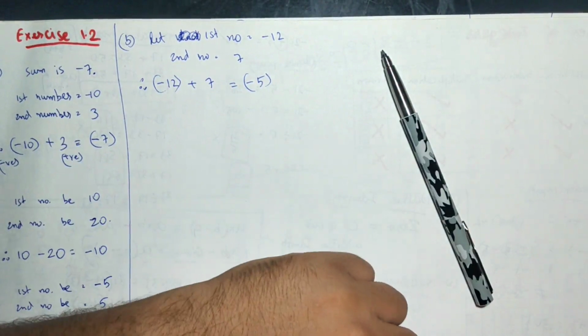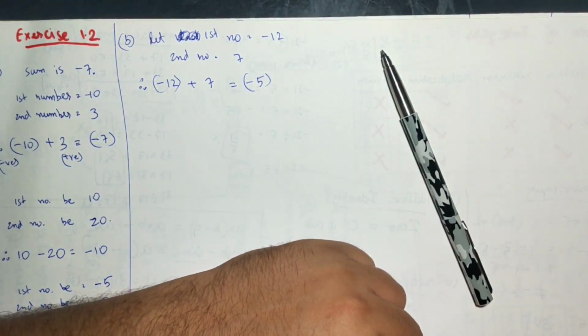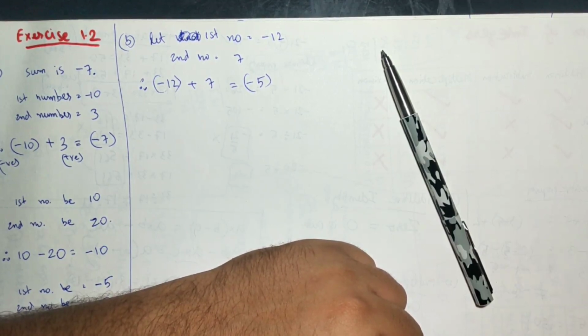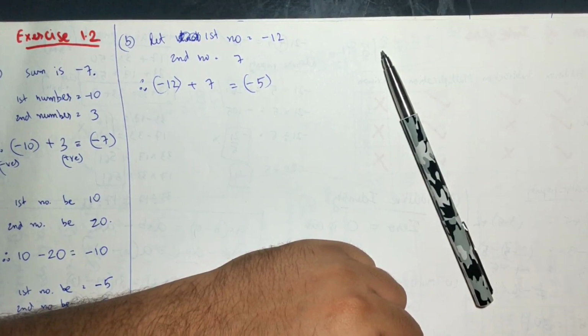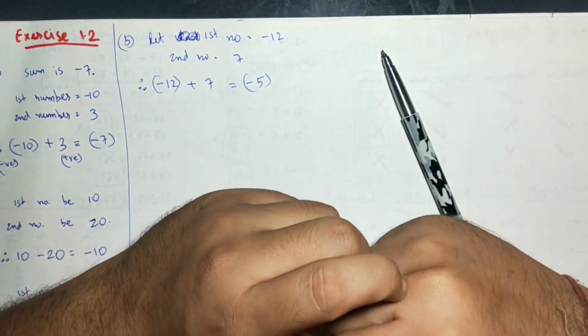A negative integer and positive integer can never really be added, they will always get subtracted. So think of subtraction only in your mind, and the subtraction should give minus 5. So what is the answer? I can take minus 12 and 7. So 7 minus 12 will be minus 5.